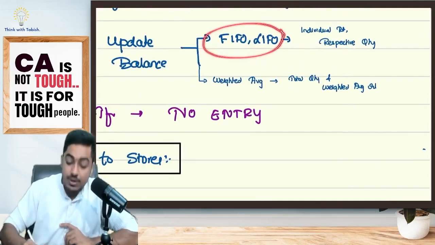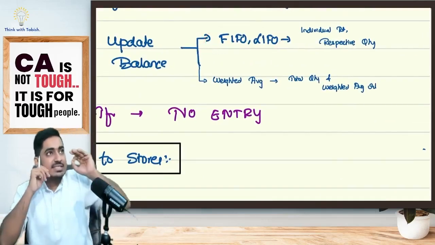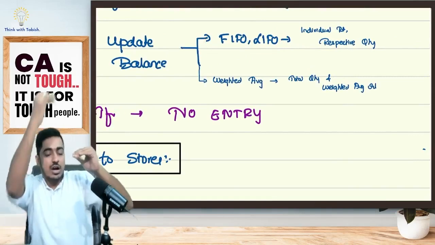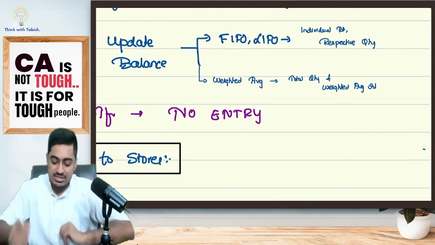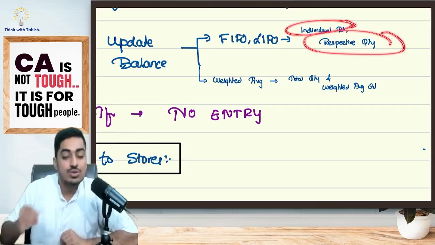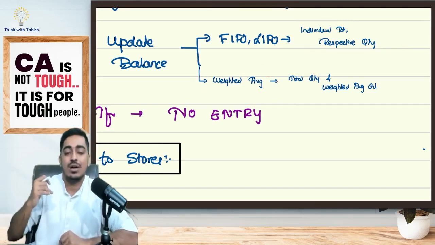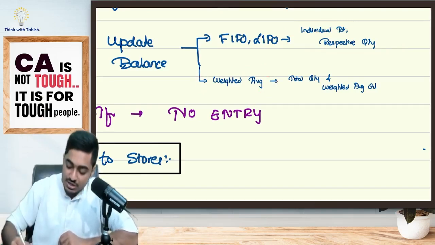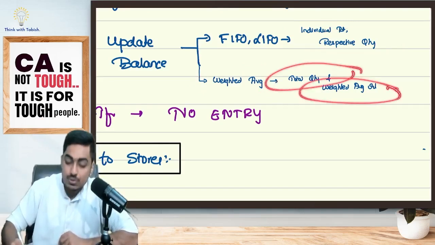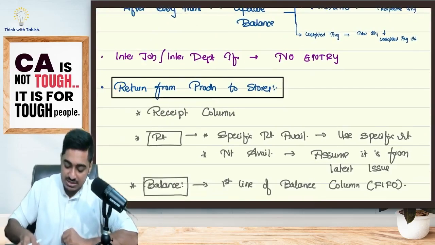If I am following FIFO and LIFO, I'll have to tell exactly which quantity, at how much rate. Yes or no? Individually it's the respective rate as well as how much quantity is there, I'll have to keep telling. In weighted average, am I telling individual rates? No, I'm calculating a single weighted average rate. So I'll tell what is that weighted average rate and in total how much quantity is there. Detailed explanation is already done.